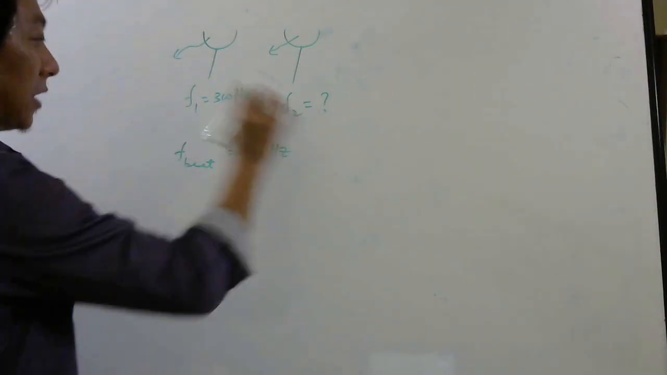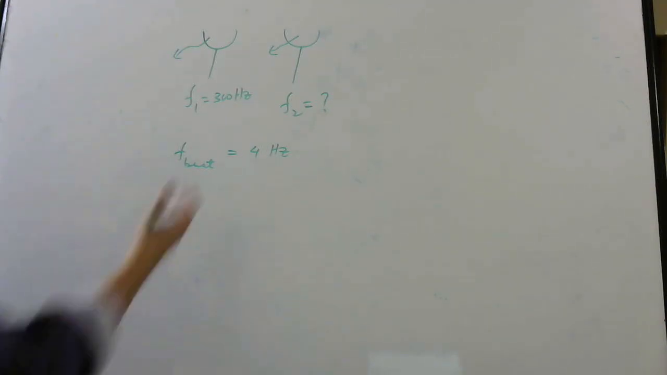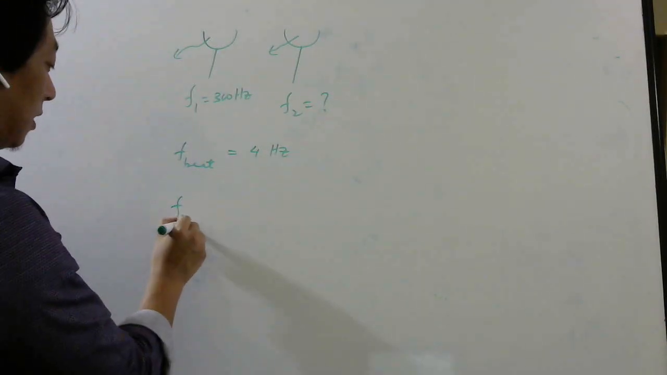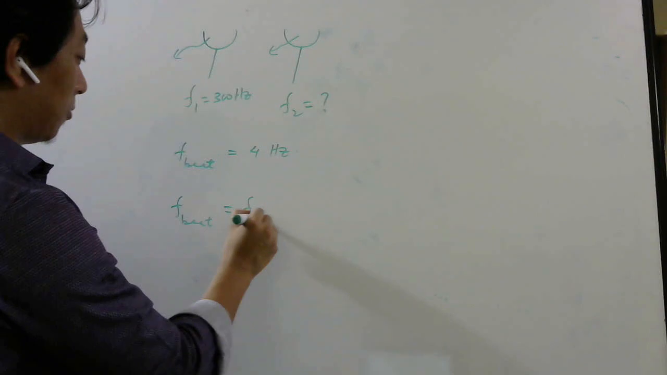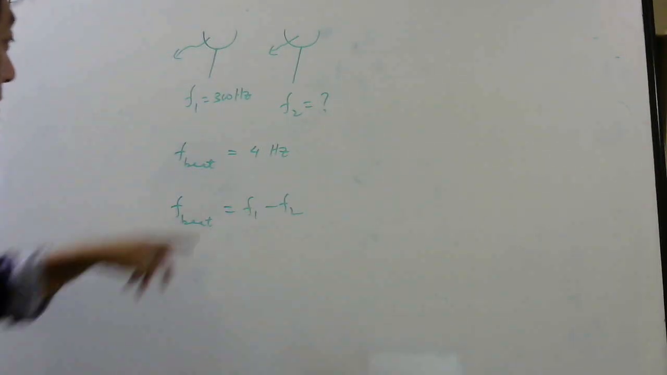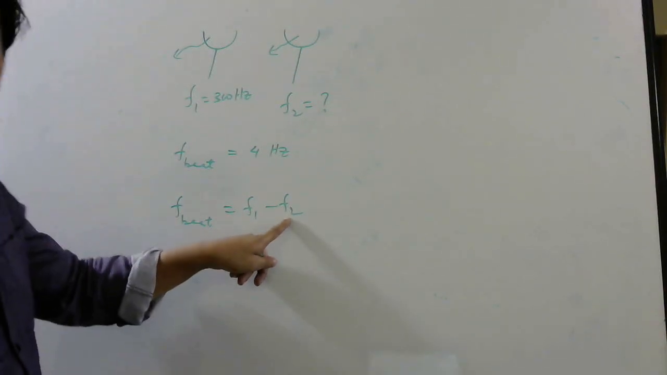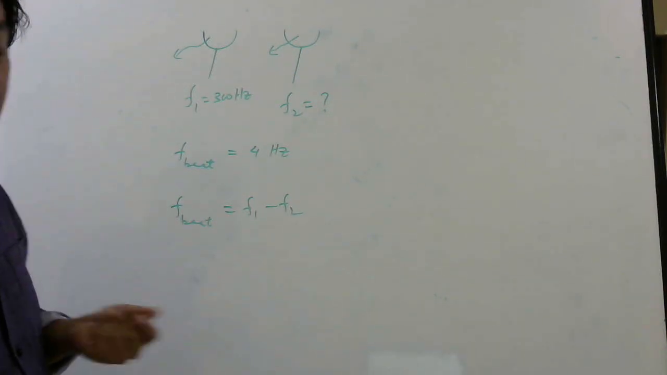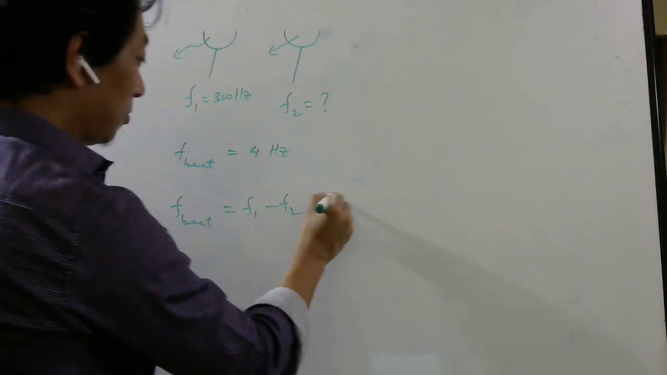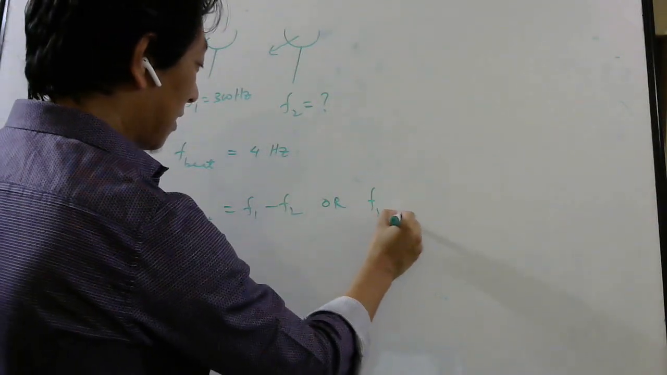Then they will ask you to calculate this. Now you will say, arey, it's very easy because you know the formula f beat equals f1 minus f2. So if you substitute f1 as 300 and beat frequency 4, you can easily calculate f2. What is the big deal? The problem is, this is true or this can also be true, right? I have told you before.